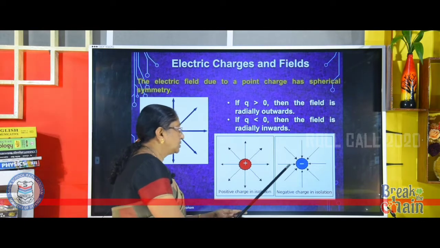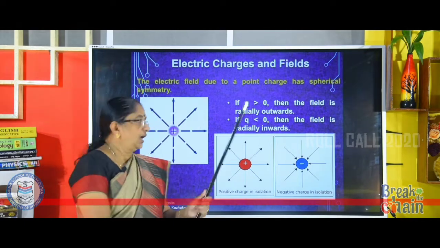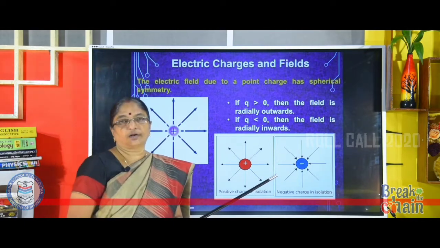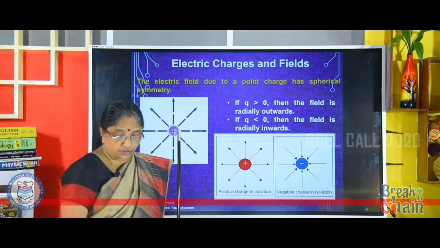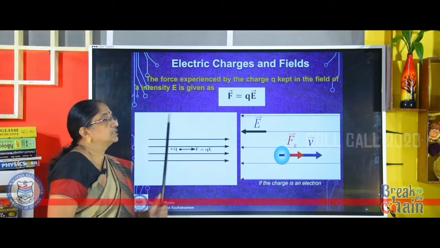And if Q is less than 0, means it is a negative charge. And see the direction? Direction of electric field is towards a negative charge and away from a positive charge. See this?